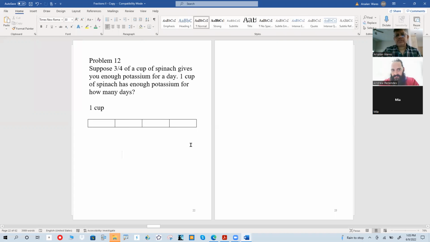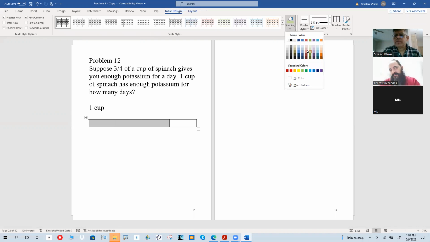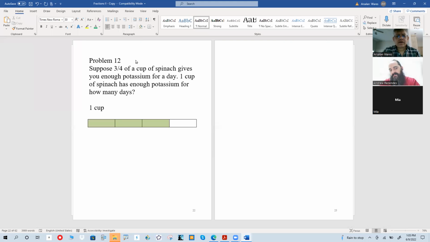This is 1 cup of spinach, all right? Now, if this is 1 cup of spinach, and since we're talking about spinach, I'm just going to use green. This has to be 3/4 of my cup, okay?